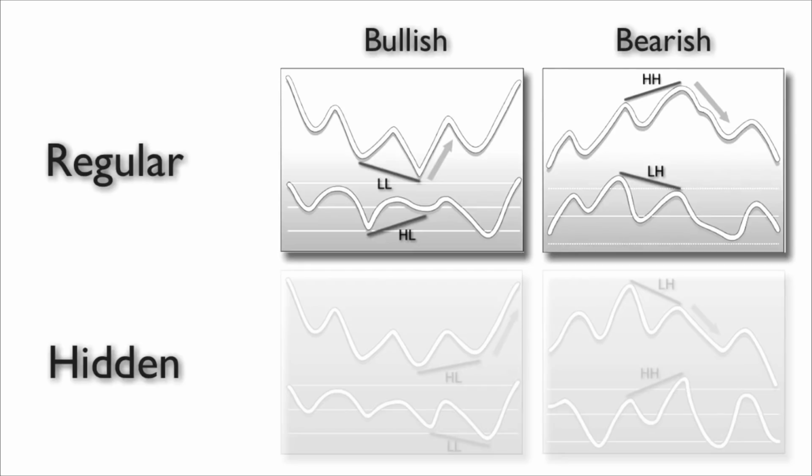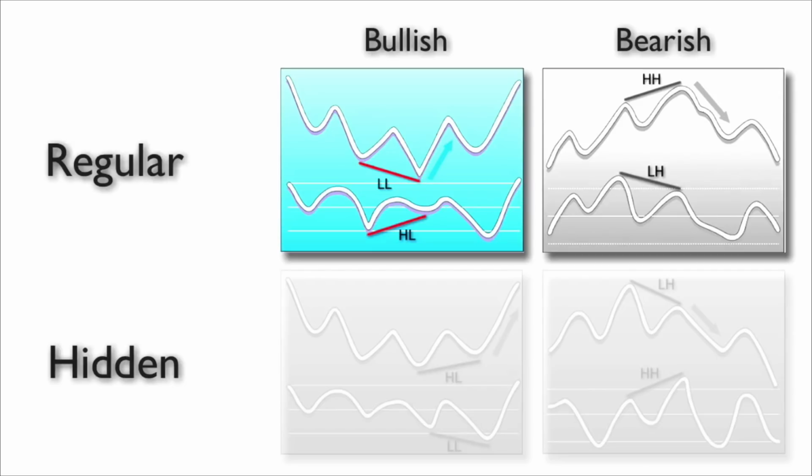So let's start with regular divergences. There's the bullish type that you can spot when price is showing lower lows, while the oscillator is sporting higher lows. This is a sign that bears are getting exhausted and strength is building, and if this divergence reaches a breaking point, then the downtrend will change to an uptrend.